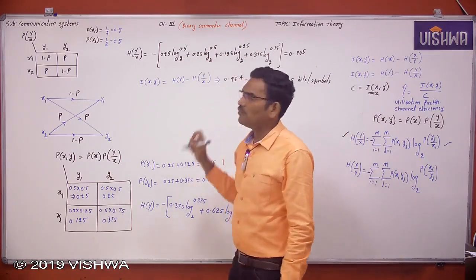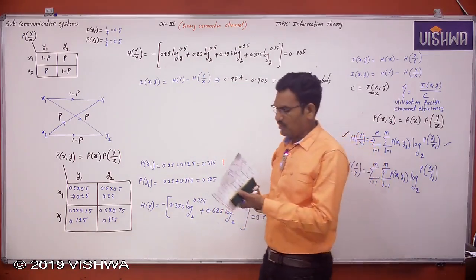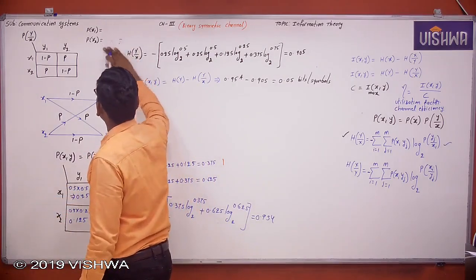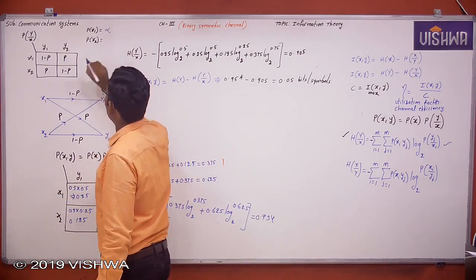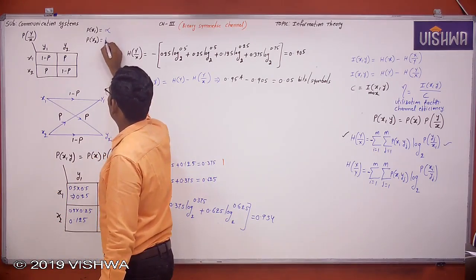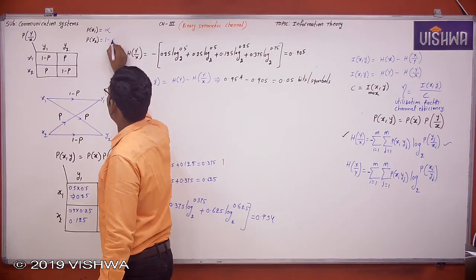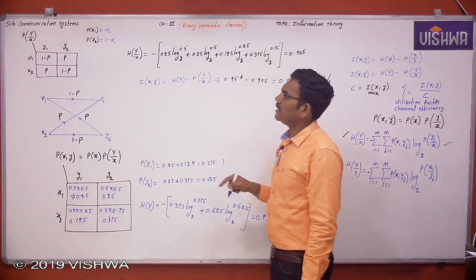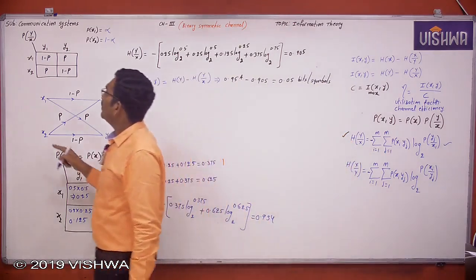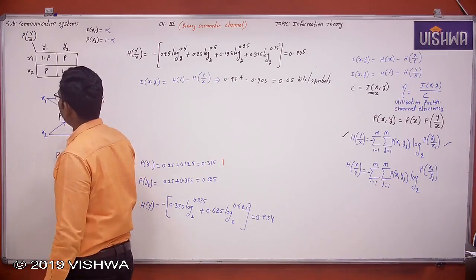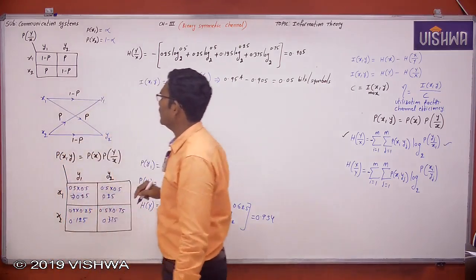Now he is asking to find the mutual information. Let us see. This is the probability of source x1 with probability alpha, and the probability of source x2 with probability 1 minus alpha, let us assume, because the sum of the probabilities is always one. This is the conditional probability, and this is P of x1 and P of x2. Then this is the channel diagram.